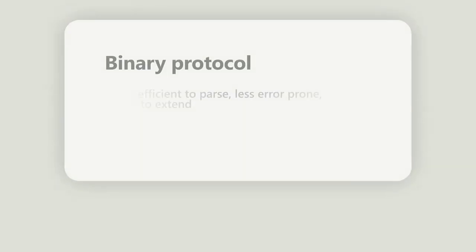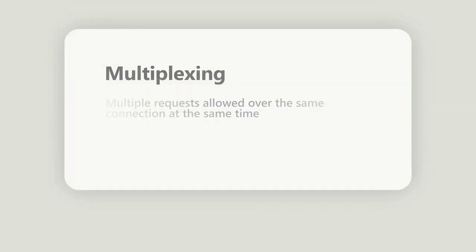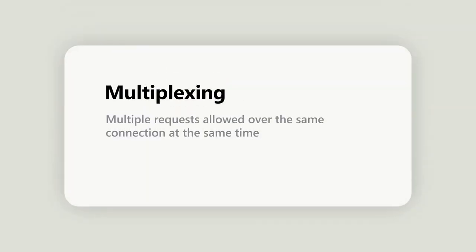Here are some key features of HTTP/2. The first is binary protocol. Unlike HTTP 1.1, it uses binary framing rather than textual. This binary format makes it more efficient to parse, less error-prone, and easier to extend. Second is multiplexing. Multiple requests are allowed over the same connection simultaneously, effectively ending the problem of head-of-line blocking seen in HTTP 1.1, where a single slow request could block others behind it.